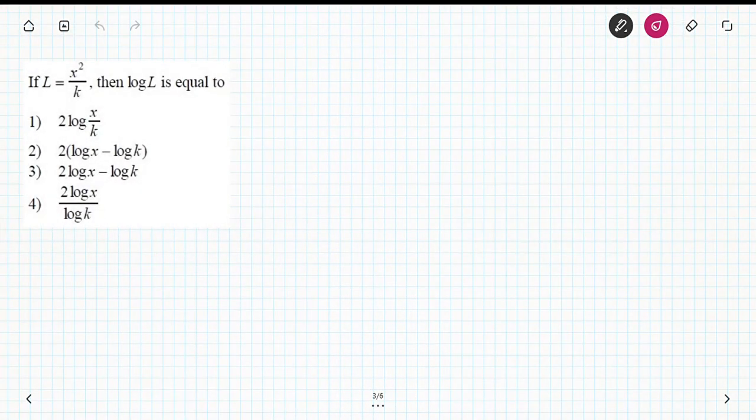Okay, now this one deals with a quotient, and it's saying we're taking the log of L, and L equals x squared over k.